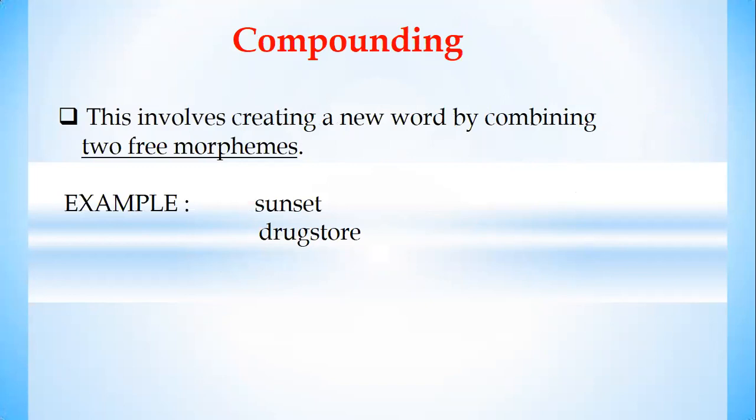Next, we have compounding. This involves creating a new word by combining two free morphemes. For example, sun is a free morpheme. It can stand alone. Set is also a free morpheme. If we combine them, we create a new word: sunset. Drugstore, cell phone, and so on. That is what we call compounding: two free morphemes combining.